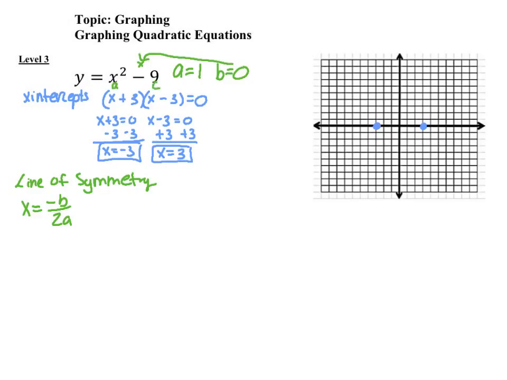So now I plug it in. I get x equals opposite 0 over 2 times 1. So then I have x equals 0. So x equals 0 is going to be my line of symmetry.